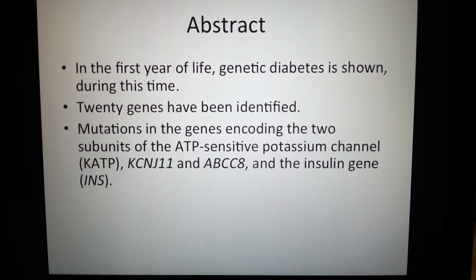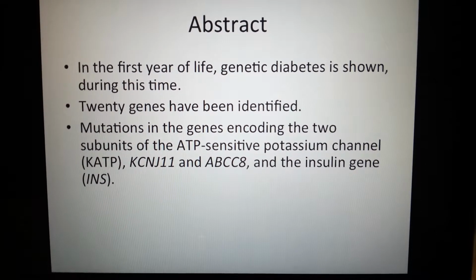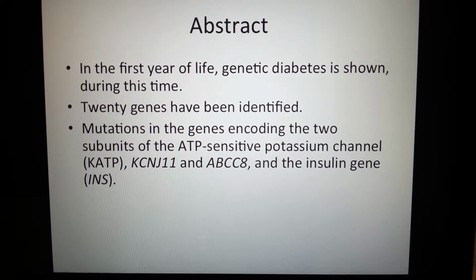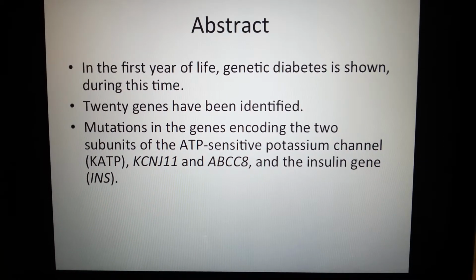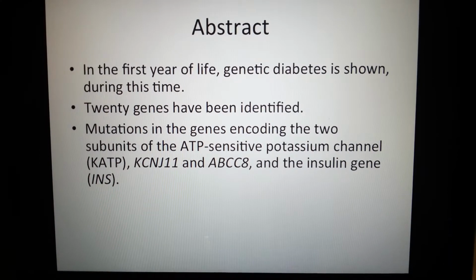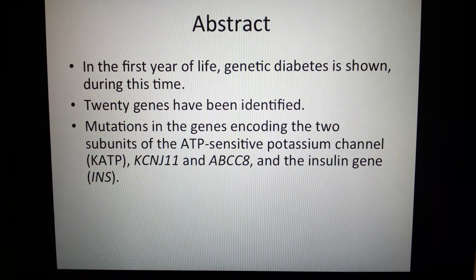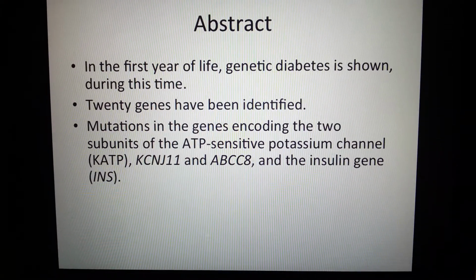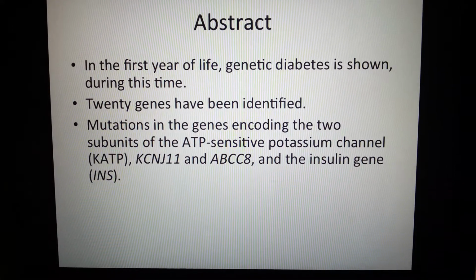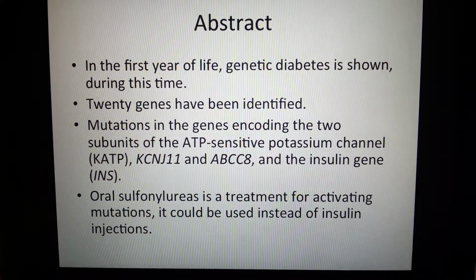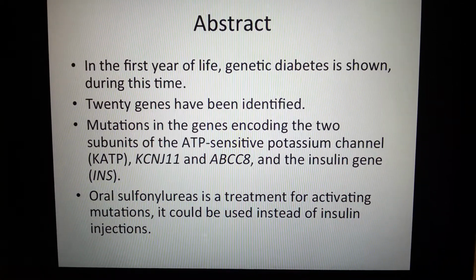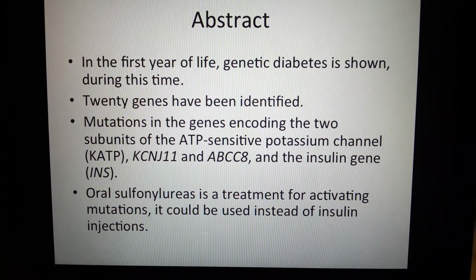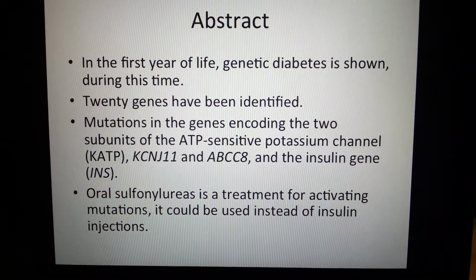In the majority of the cases, the most common cause in genetic diabetes is mutation in the genes encoding the two subunits of the ATP-sensitive potassium channel, KATP, KCNJ11 and ABCC8, and the insulin gene INS. Oral sulfonylureas is a treatment for activating mutation. It could be used instead of insulin injections.